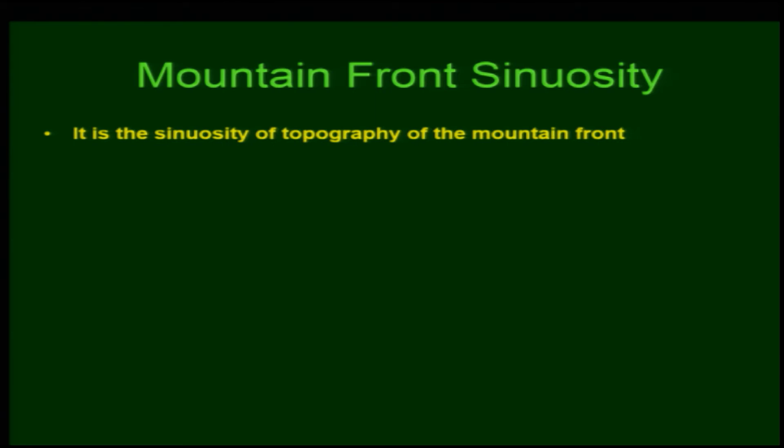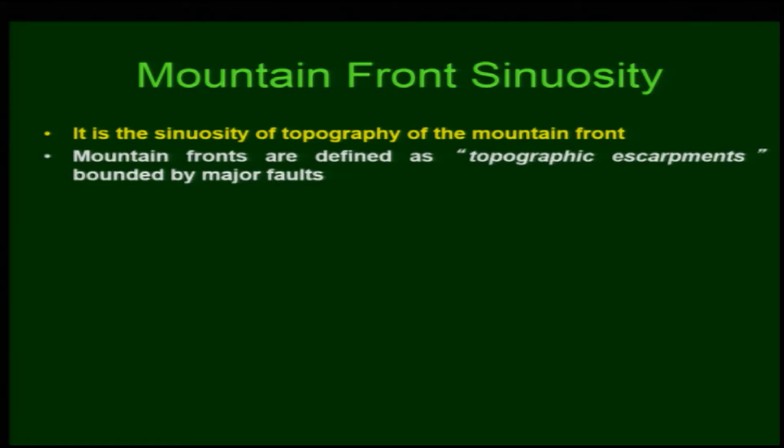Now, coming to the mountain front sinuosity, it is the sinuosity of topography of the mountain front. Mountain fronts are defined as topographic escarpments bounded by major faults. So, you have an escarpment like this, and if I put it in 3D, then you have an escarpment here. This escarpment will be bounded by a fault here.